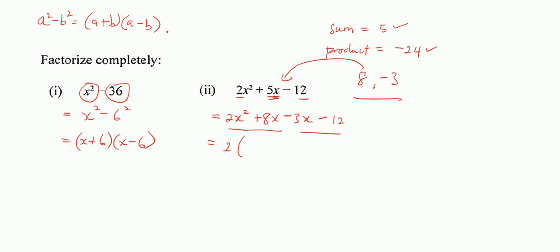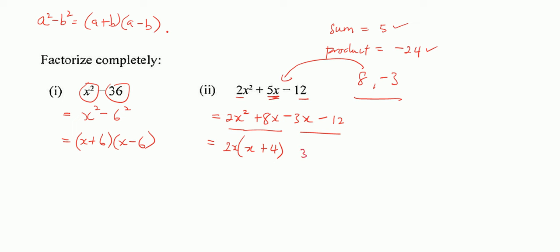Oh, sorry, it'll be 2x here, and this will be plus 4, right? Because 2x multiplied by x will give me 2x squared, and 2x multiplied by 4 will give me plus 8x, right? Now we need to factorize this piece here.